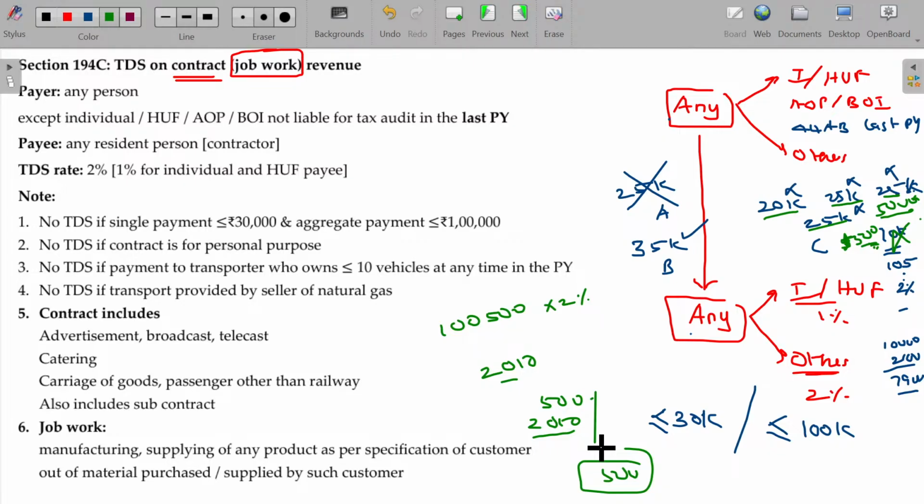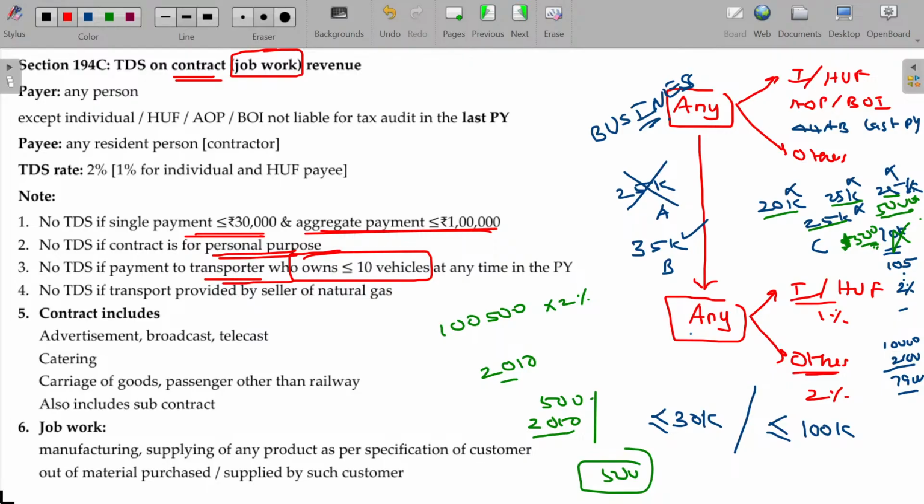So in this case, if a single payment is less than or equal to 30,000, TDS is not applicable. Not only that, the aggregate payment to the same recipient in that whole year, the moment it crosses 1 lakh, TDS is leviable; up to 1 lakh, not taxable. And this is for business purpose. If it is for personal purpose, TDS is not deductible. Is that okay? Payment made to a transporter who owns less than or equal to 10 vehicles, TDS is not applicable.